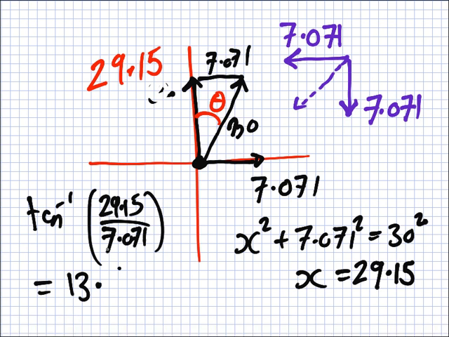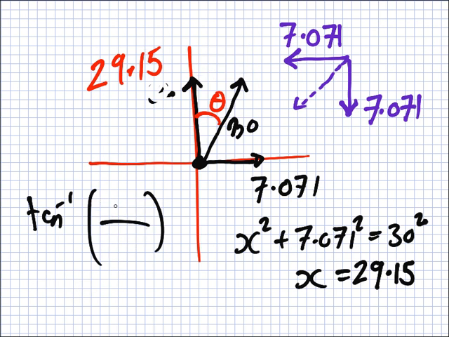Seems believable. Can someone tell me the angle, please? Because I'm using cosine, I'm not sure. Oh my goodness! I'm terrible. 7.071 over 29.15. Thank you. Yeah, it's 13.6.